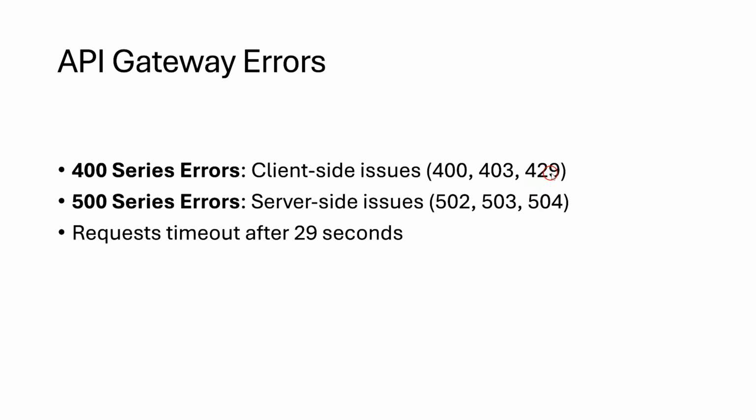And you have seen when the 429 will come. If you reach the quota limit, that is a throttling error. Moving on to the next slide, that is related to CORS. Yes, in API gateway we can also enable cross-origin resource sharing.